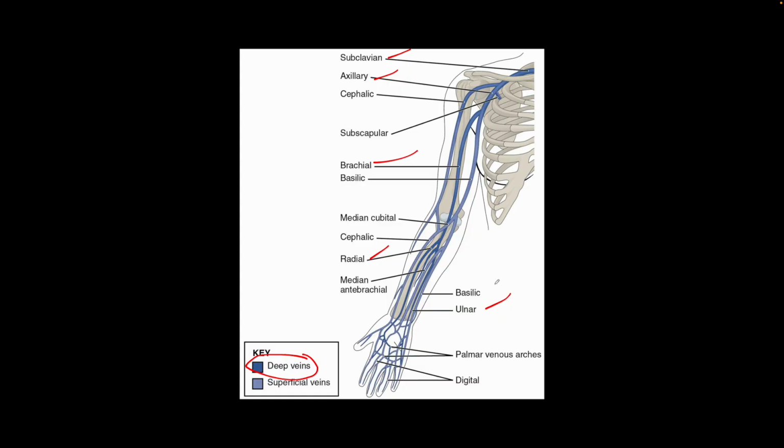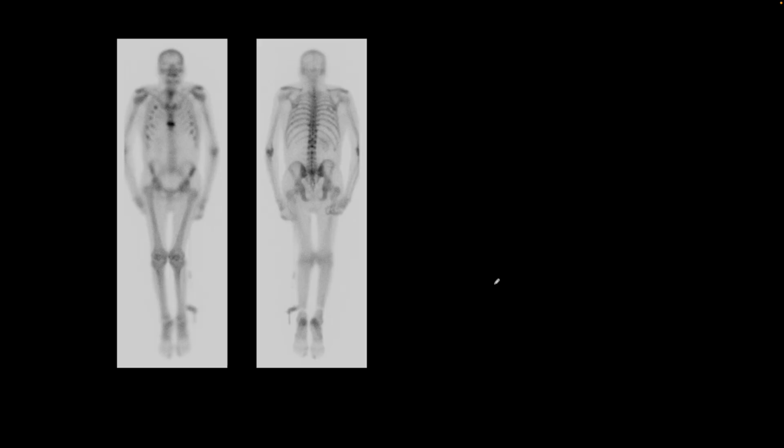When there is thrombus in the superficial veins, we call it superficial thrombophlebitis. When there is a thrombus in the deep veins, we call it deep venous thrombosis. They both have different prognosis. So on ultrasound, it's very important to differentiate between the two.